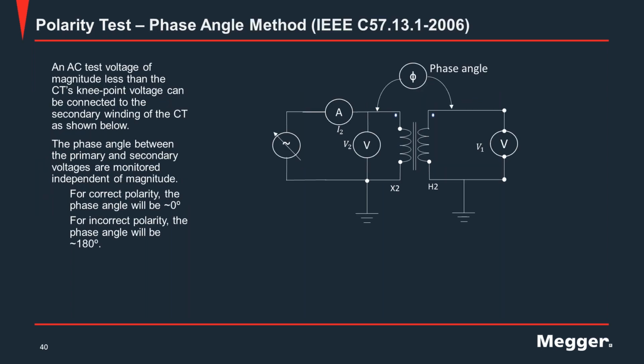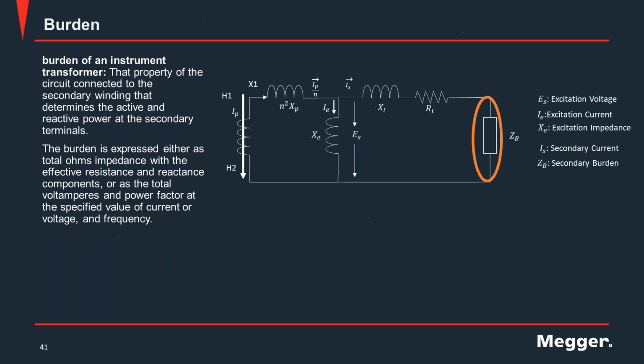According to ANSI C57.13, 2006 series, we can test the polarity through the phase angle method. In this method, we inject an AC test voltage of magnitude less than the CT knee point voltage, and the phase angle between the primary and secondary voltage is monitored. If the result is 0, then we have a correct polarity. But if we have 180, that means it is in the other direction, and that will be a wrong or incorrect polarity. That is according to the ANSI standard.